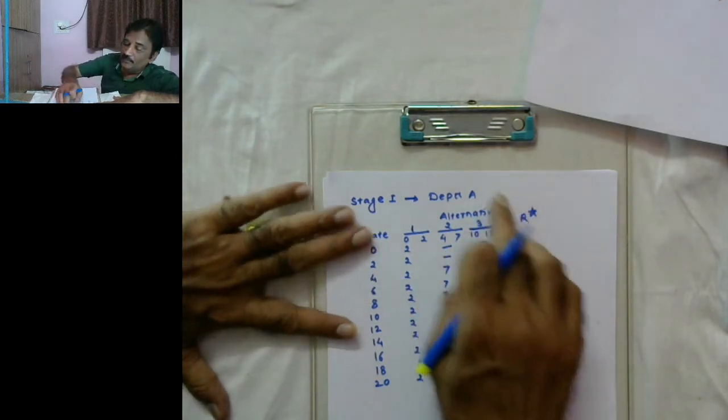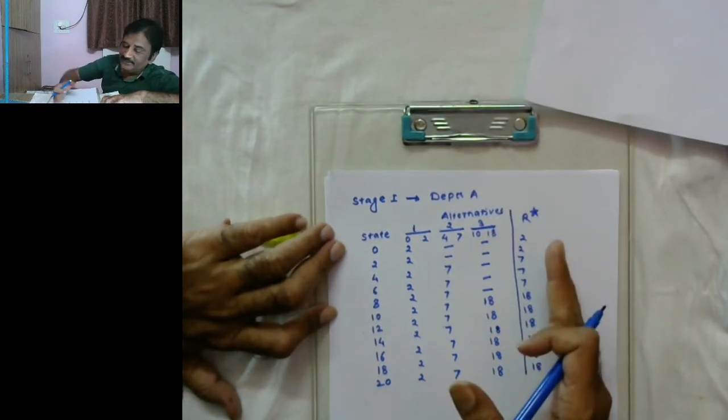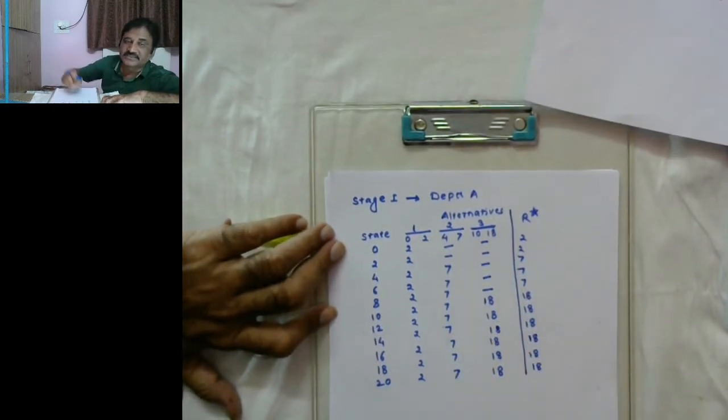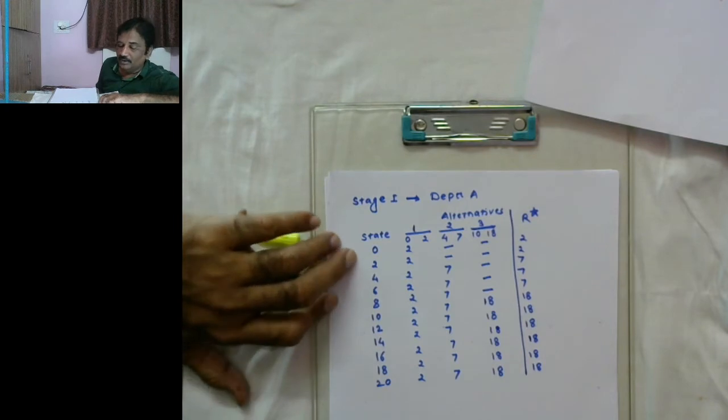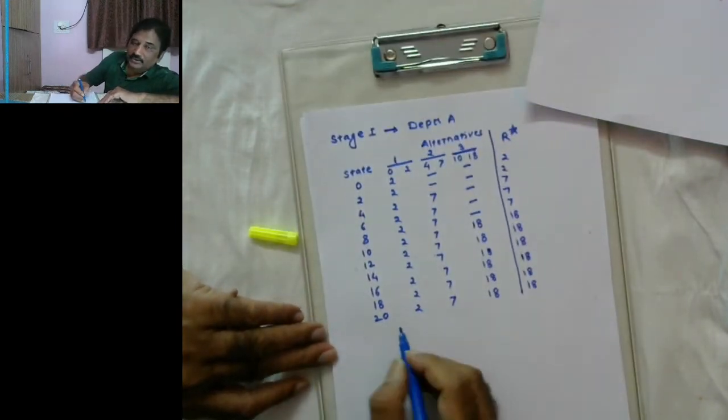Okay, so first stage analysis is over. We know what is the optimal return if I simply invest in department A for various amounts. Okay, now coming on to stage 2.